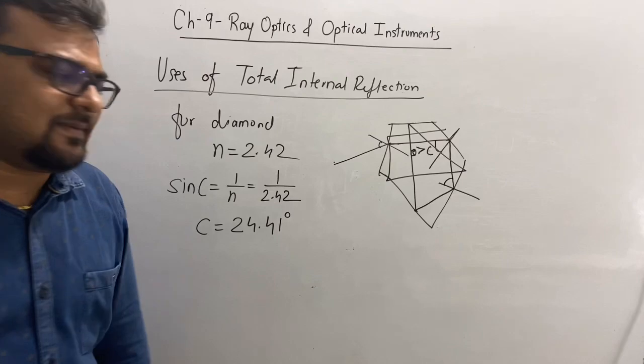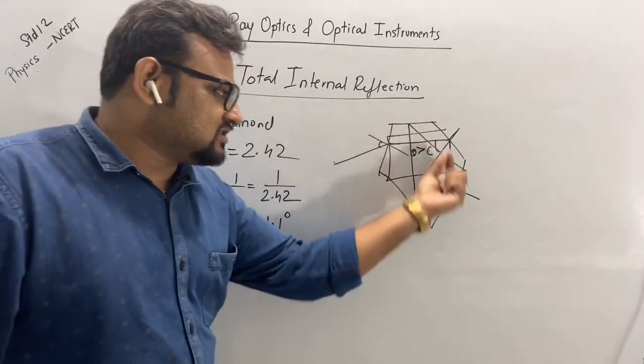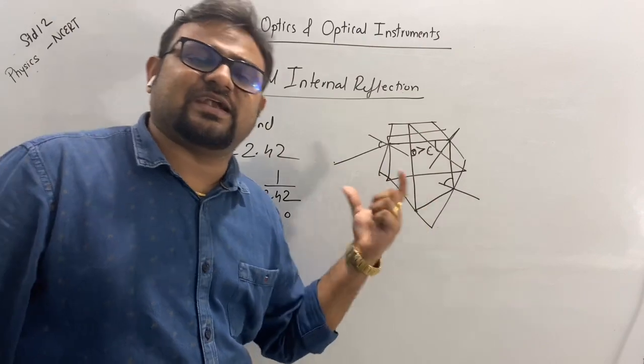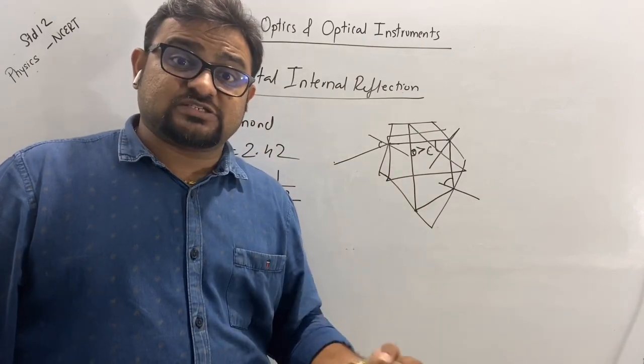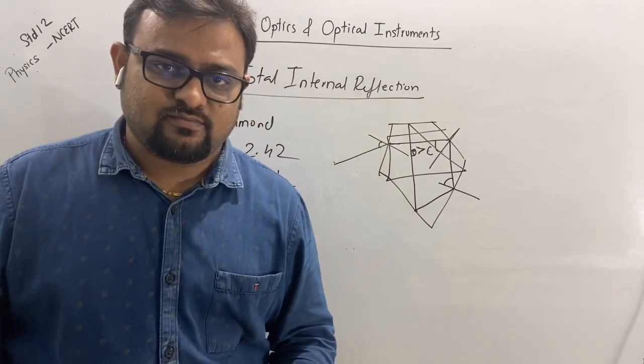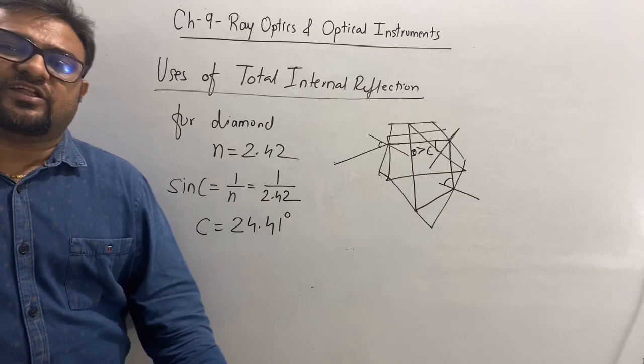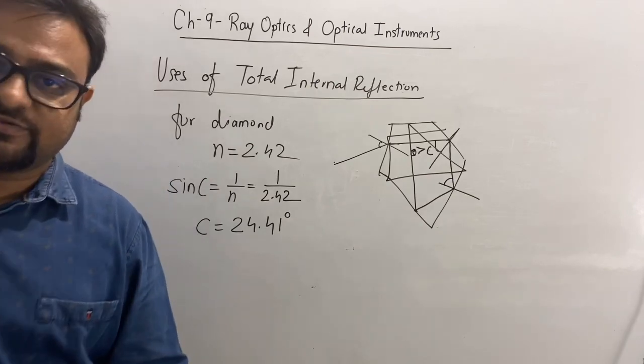So the light ray is continuously reflected internally. This makes the diamond glitter. Okay, so this is the first use: due to total internal reflection, the diamond glitters.